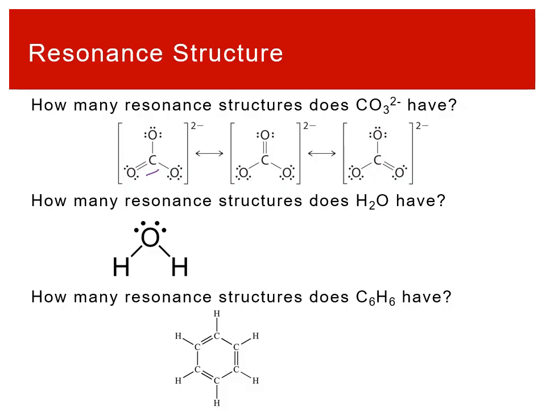So again, in a carbonate molecule, it's really a mix of these. All carbon-oxygen bond lengths are going to be exactly the same because you could have the double bond on any of them, and it's really going to be in between double bond and single bond.